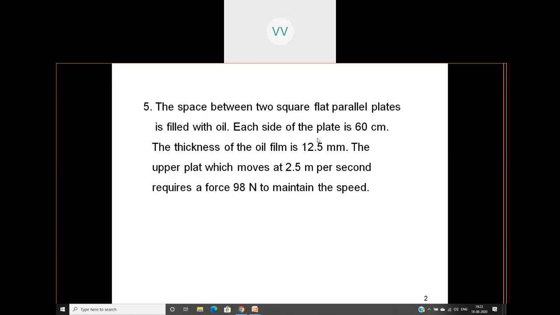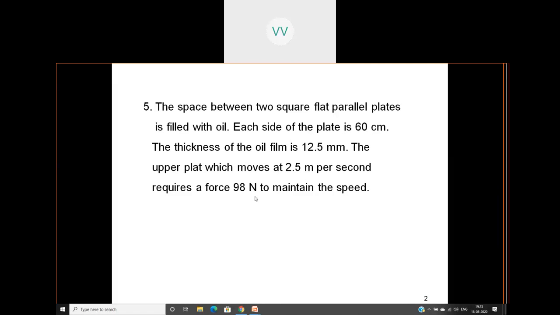The space between two parallel plates is filled with oil. Each side of the plate is 60 centimeters. The thickness of the oil film is 12.5 mm. The upper plate, which moves at 2.5 meters per second, requires a force of 98 newtons to maintain the speed. So this is the problem.